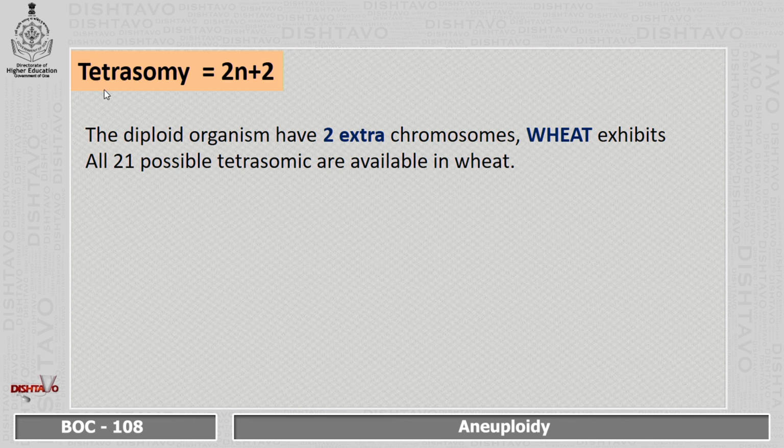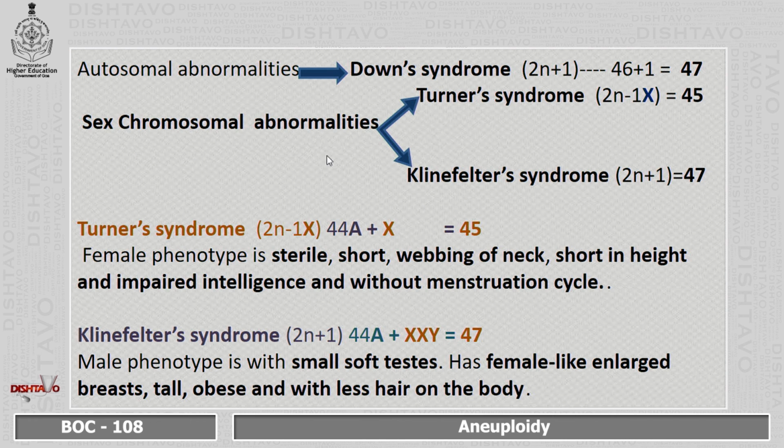Then we have tetrasomy, which is 2 chromosomes are extra, and this is seen in case of wheat, wherein all 21 chromosomes can show that they can be in triplicate form or 4 chromosomes there, and such example is visible in wheat, conditions are seen. Now, we have done aneuploidy, but when we have done the 21st pair, we have all seen it is autosomal abnormality, autosomes, the somatic chromosomes or the autosomal abnormalities are seen.